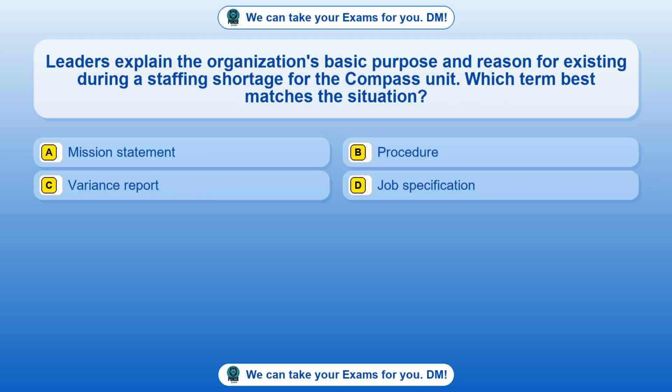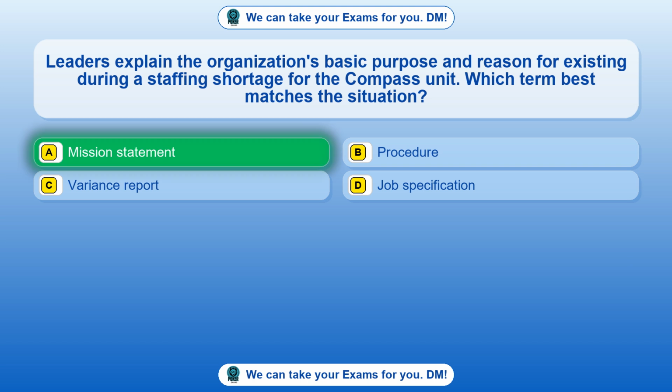Question 54. Leaders explain the organization's basic purpose and reason for existing during a staffing shortage for the Compass unit. Which term best matches the situation? Option A, mission statement. Option B, procedure. Option C, variance report. Option D, job specification. The correct answer is option A, mission statement.